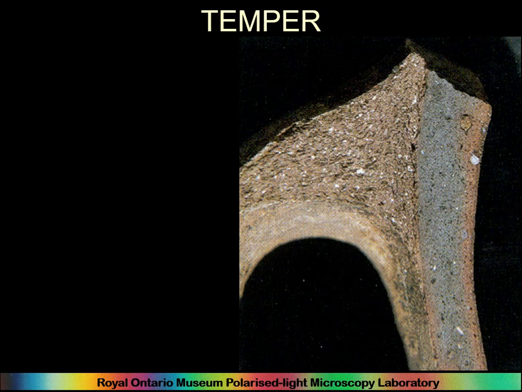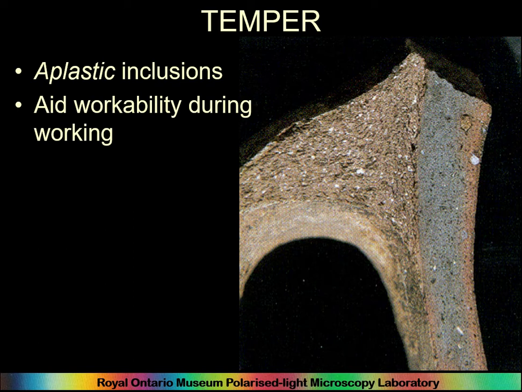Actual temper. So this brings up the whole idea of tempering, and I've mentioned before with regard to minerals that in some cases, because it appears to be angular, like the angular calcite I was showing you, it looks like it had been added, so it was tempering the pottery, a deliberate addition to change the nature of the pottery. And these are often called aplastic inclusions in that case. And they aid workability during the working.